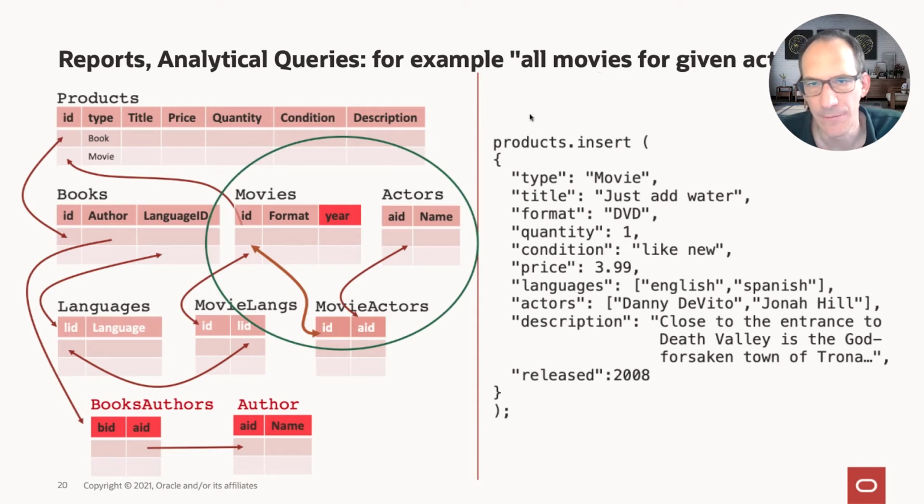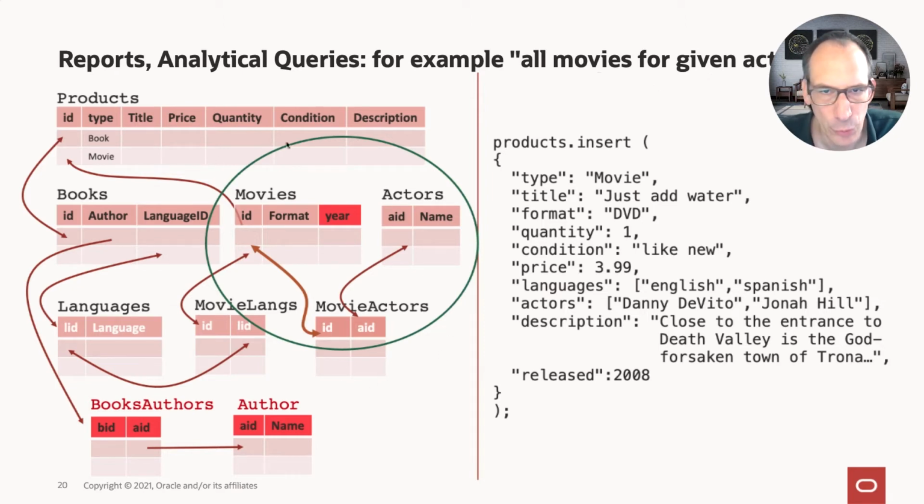A very obvious example is if you want to do some reporting of your data or some analytical queries, where you are not interested in retrieving an entire document, but you want to extract some information from these documents or aggregate some new information based on data that's inside. So sounds complex. What is a simple example? Give me all the movies for a given actor.